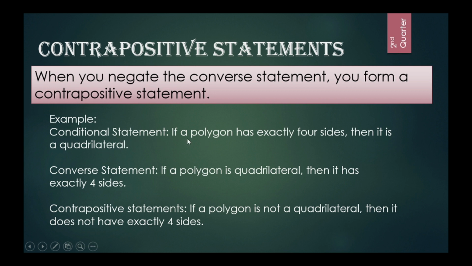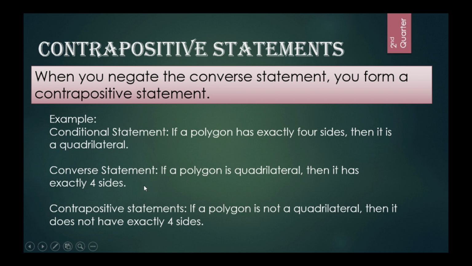Conditional statement. If a polygon has exactly 4 sides, then it is a quadrilateral. So, ang if statement natin dyan ay a polygon has exactly 4 sides. So, dapat itong exactly 4 sides mapapapunta sa then para ma-converse, tama? At yung it is a quadrilateral dapat mapapunta sa if para ma-converse. So, tingnan natin ang converse statement. If a polygon is quadrilateral, o ayun na yung word na quadrilateral, then it has exactly 4 sides. So, nandon na siya sa then statement. Yung ginawa natin ay converse pa lang.